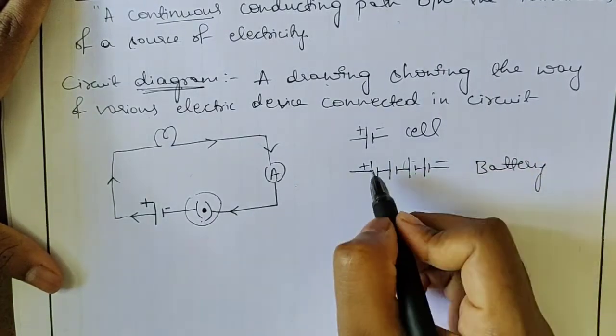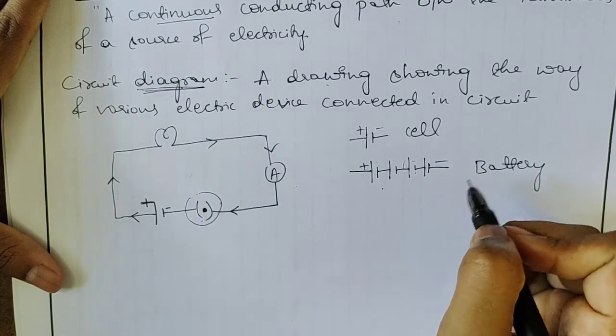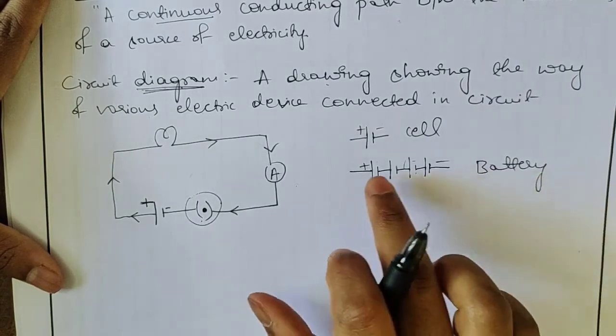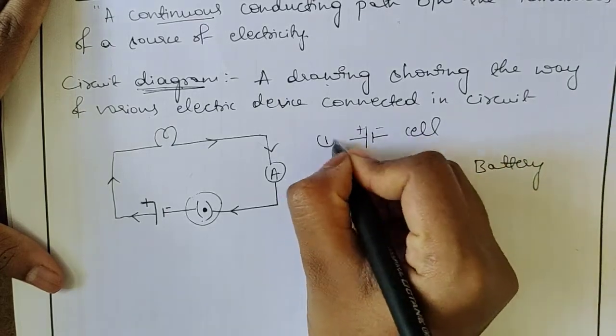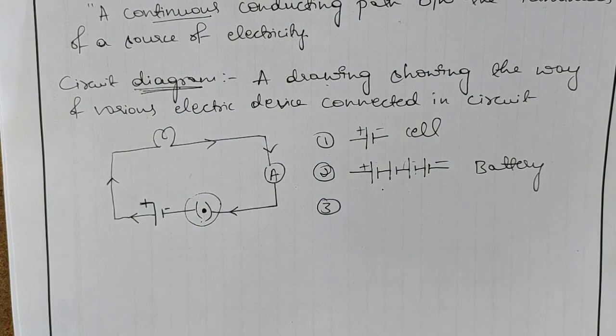Now once again, if one end is a long one, the other end should be a short one only. Okay, now once again, what is a battery? A battery is nothing but a combination of cells. So next what we have is a plug key.